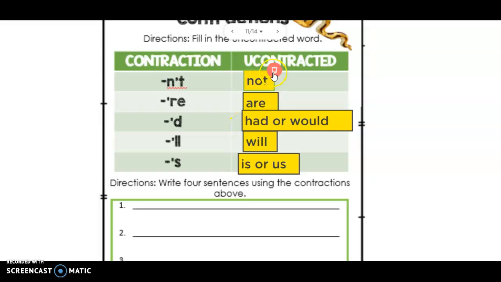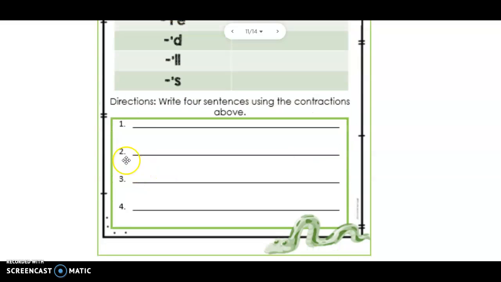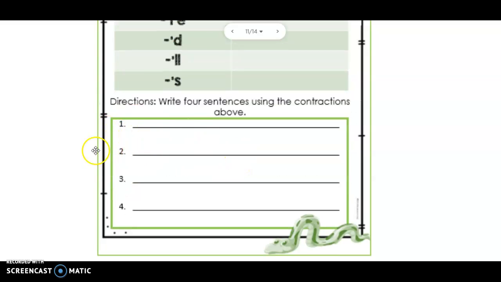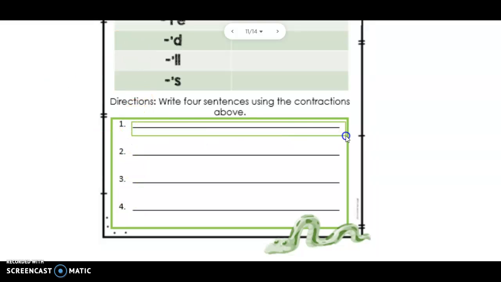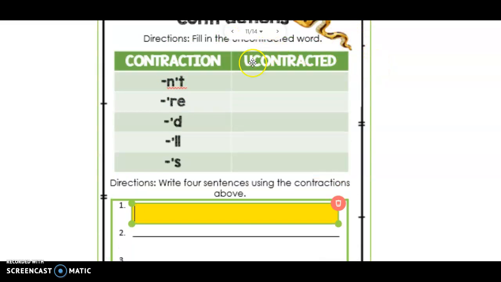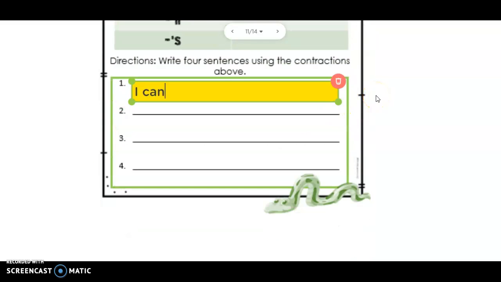After you have filled that out with me, at the bottom, you will be completing 4 sentences using 4 of those contractions. You can choose which one you would like to use for each sentence, but they must be different for each one. So let me give you an example. Yours will be different. I could use the first contraction, n't, that is uncontracted when it is not, and say I can't do my homework.